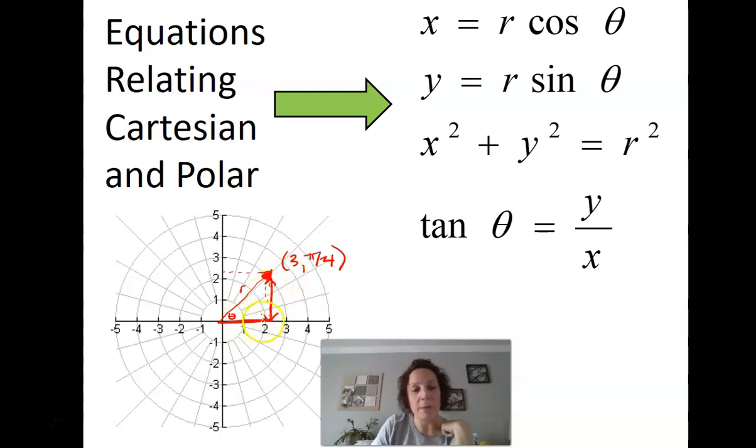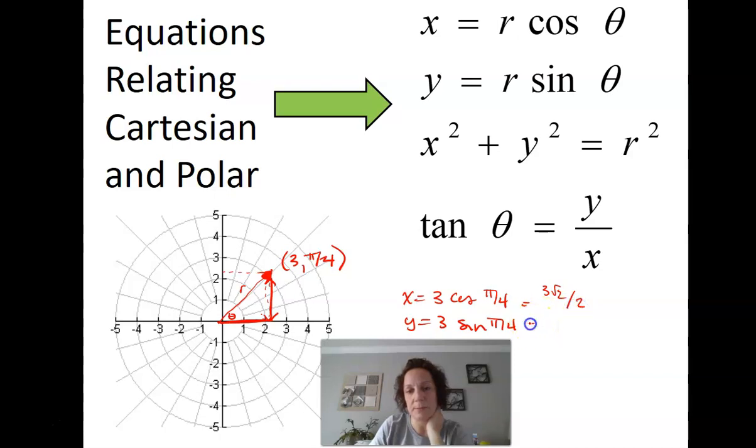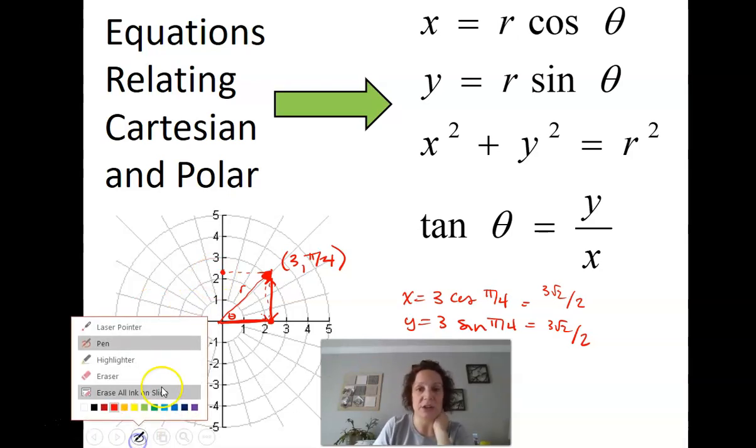So if I want these x and y values, all I have to do is say, okay, well, my r is 3, so x is 3 cosine pi over 4, and y is 3 sine pi over 4. So they're both 3 root 2 over 2, right? Now look, we knew these weren't going to be cute coordinates, and they're not. So you can always go back and forth between polar and Cartesian in that way.